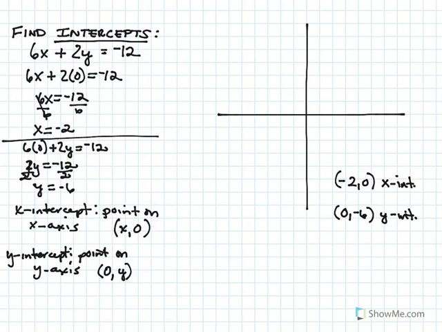is the y-intercept. So once you get the 2 points, you're going to plot those points so that you can graph the line. So -2, 0. And 0, -6. And then you would use a straight edge or just use your hand and graph the line.